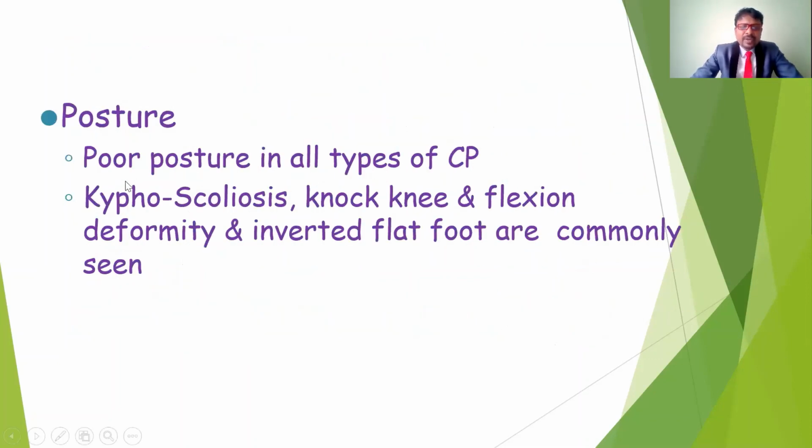Coming to the postures, we have to check for any abnormality such as spinal deformities. Is there any scoliosis, kyphosis or lordosis, or maybe knock knees, flexion deformities? Inverted flat foot is commonly seen. These things we have to identify, so we can easily find who are having bedridden conditions. They may get kyphoscoliosis, and knock knees may occur in case of scissoring gait. Flexion deformities we can see because of tightness of the hamstrings and also the iliopsoas muscles.